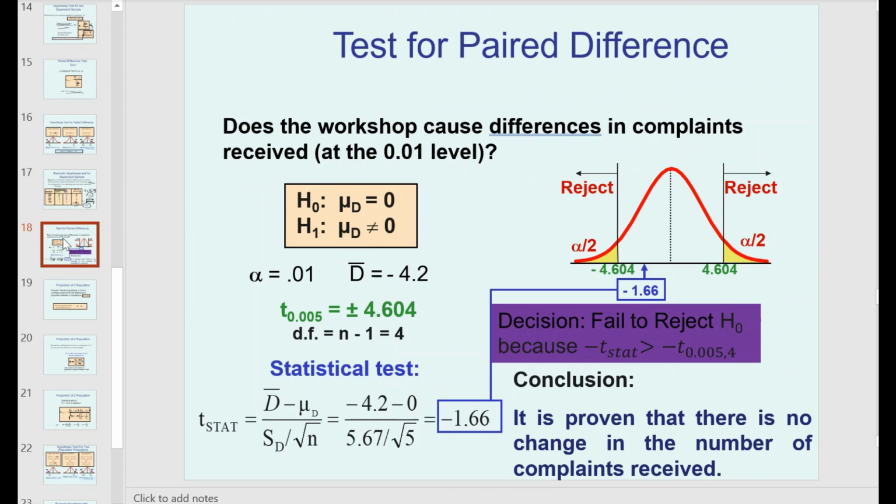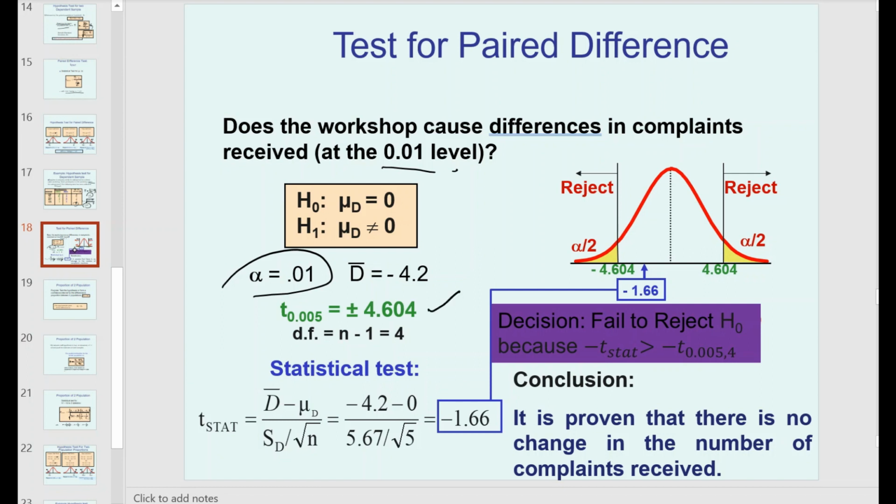So, the test for paired difference. Does the workshop cause differences in complaints received at the 0.01 level? This is the assumption for this question, so we use alpha equals 0.01. Your H null is that the average paired difference is no difference, and H one is not equal to 0. Your alpha is 0.01, and the D bar that you get is negative 4.2.